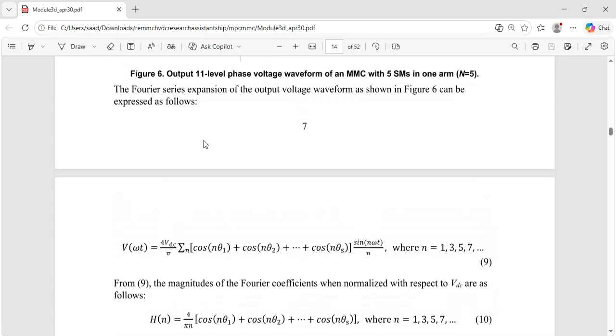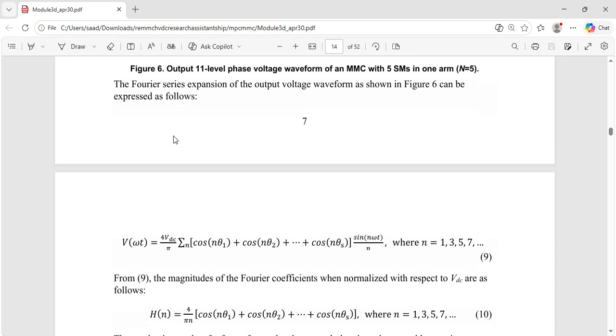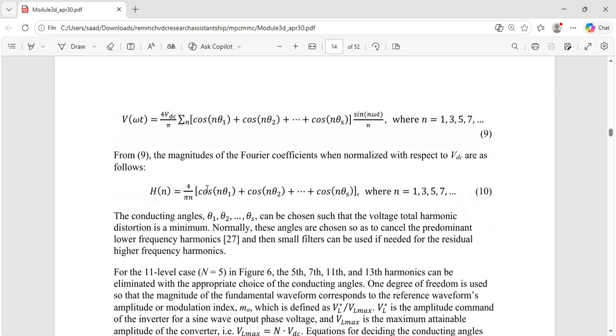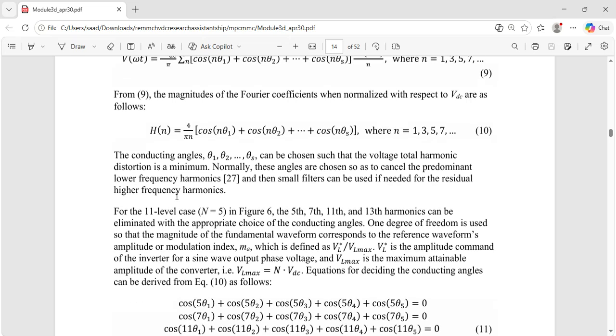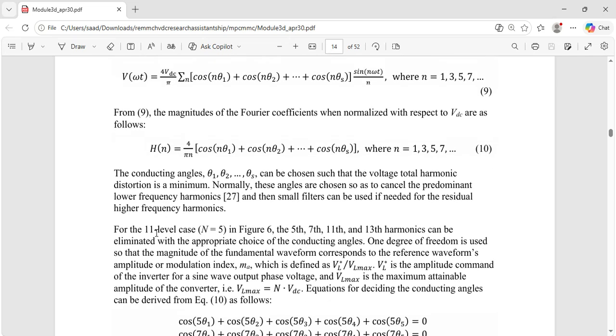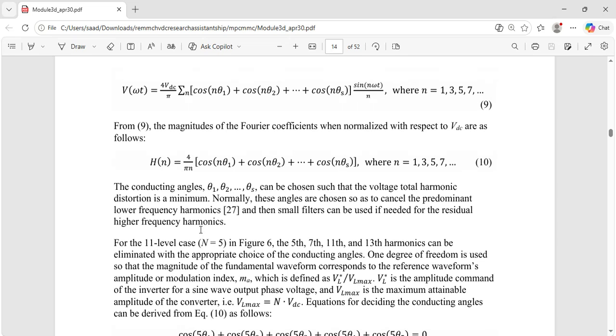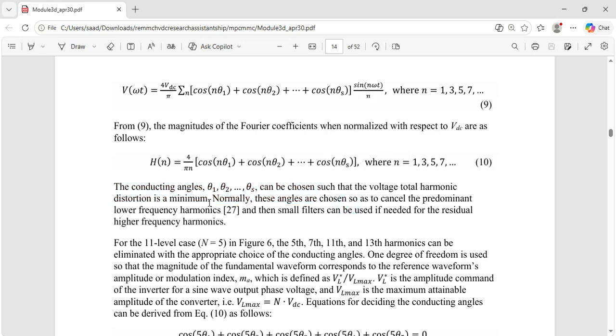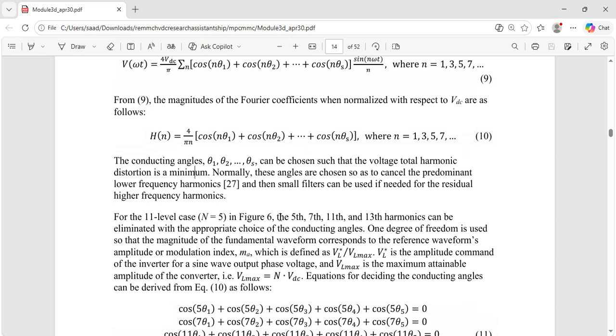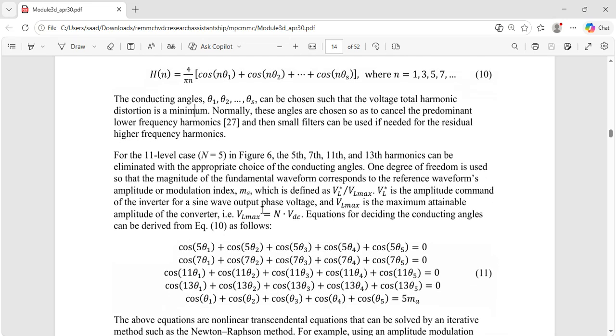and it can be implemented via Fourier series expansion, where we need to determine the components that we want to eliminate, and for those we need to select the conduction angles, the thetas, so that according to the reference waveform, those particular harmonics are eliminated.